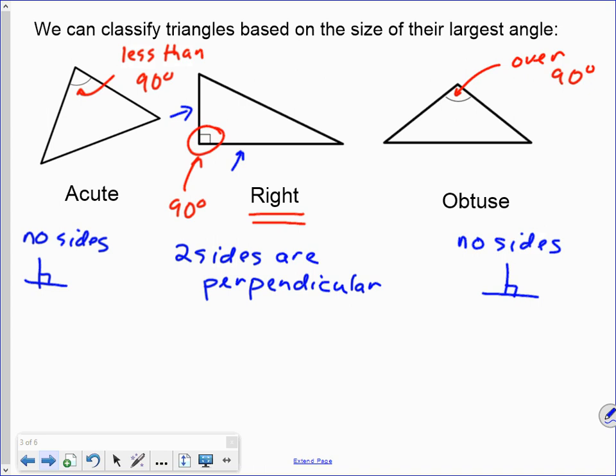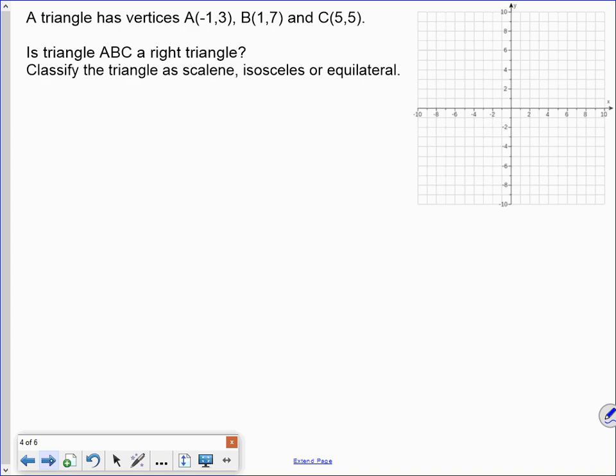Okay, so let's do an example where we are given some information about a triangle and we're asked to classify it. A triangle has vertices A, B, and C, and we're given the coordinates of A, B, and C. We're asked to do two things here. First, is triangle ABC a right triangle? And then we're asked to classify the triangle as scalene, isosceles, or equilateral, again based on the lengths of the sides.